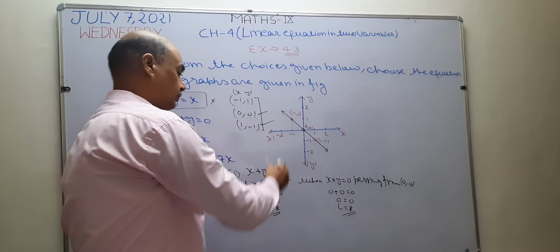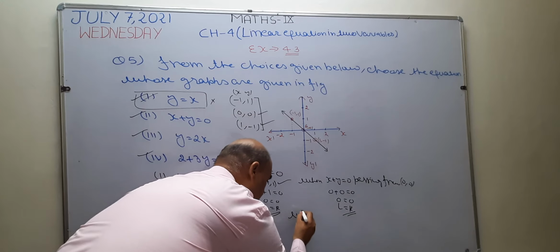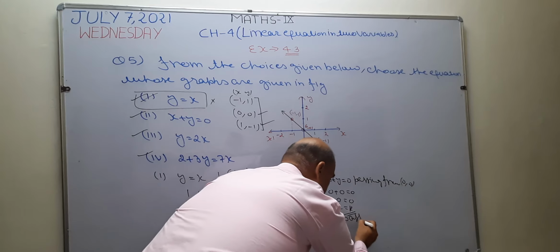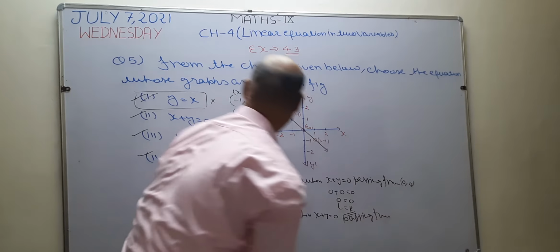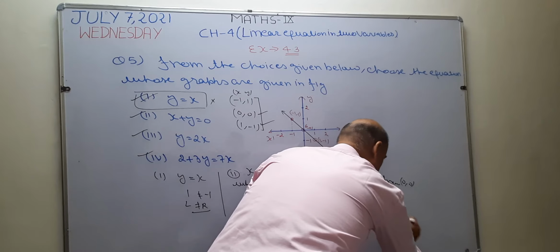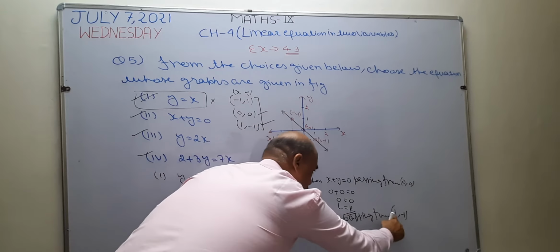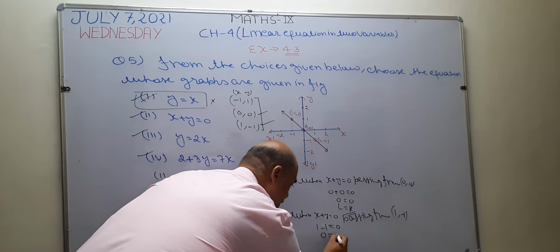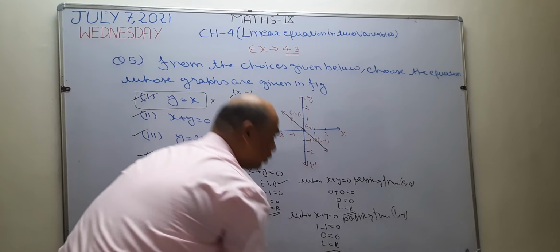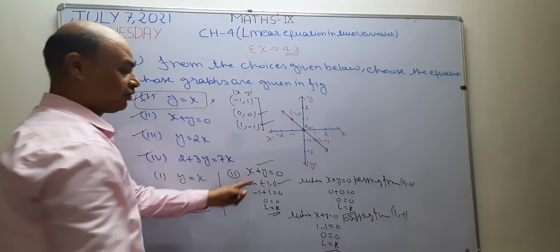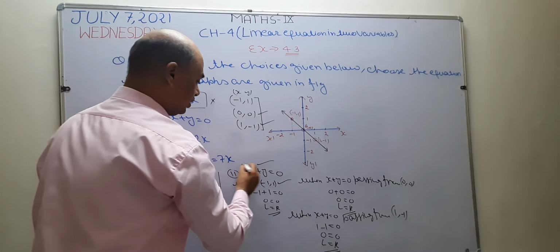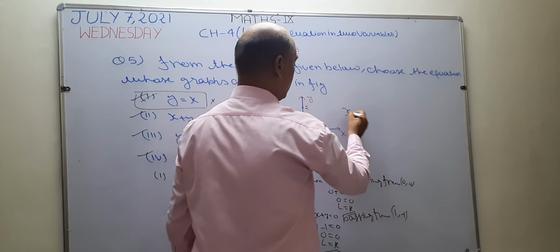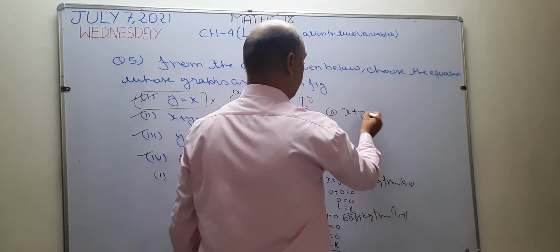I want to check the next one. I write here, when x plus y equal to 0, passing through which point? 1 and -1. So instead of x, I write 1, and instead of y, I write -1, equal to 0. As you know, 1 minus 1 is 0. So the left hand side equals the right hand side. All the 3 points satisfy this equation. It means this graph line is represented by this equation. So your answer is, this is the graph line of the second one: x plus y equal to 0.